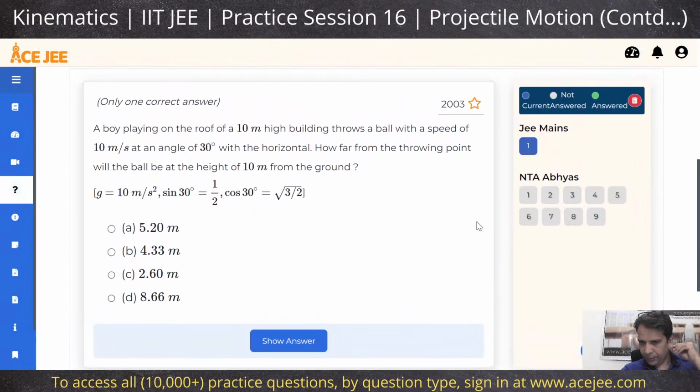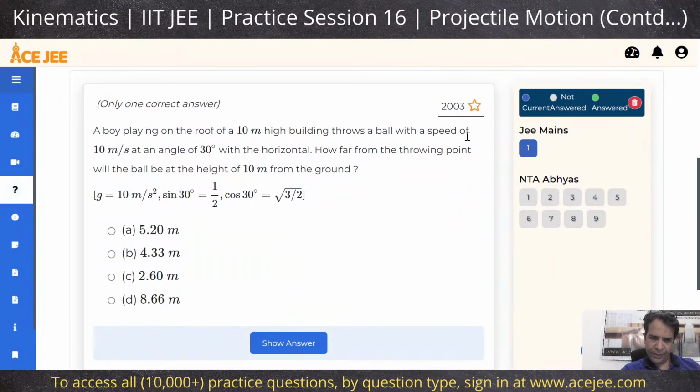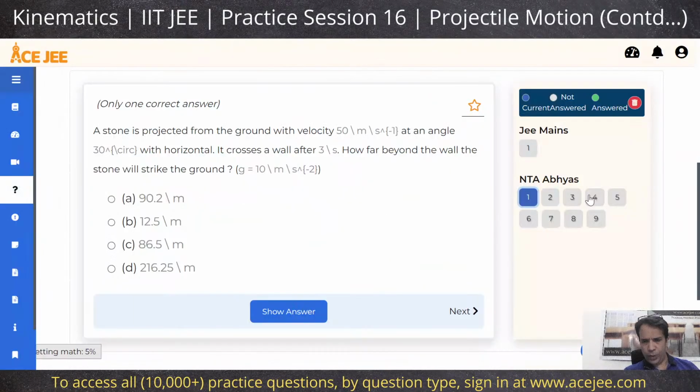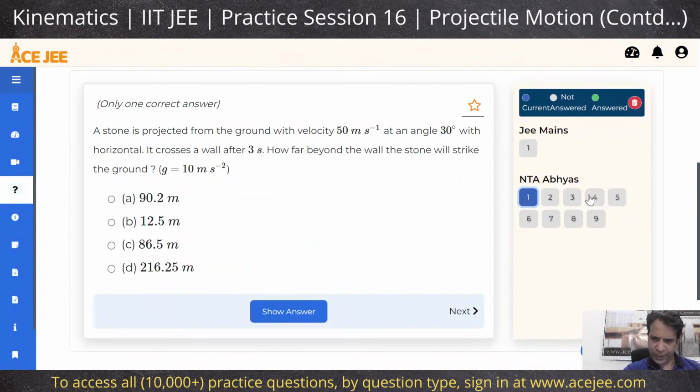Yes. Okay. This seems like an older question, so let's straight away jump into the Abhyas question, and we'll do perhaps one or two questions. Let's see if we can find a good one. Let's do this one. So what do we have? Let me read through it.